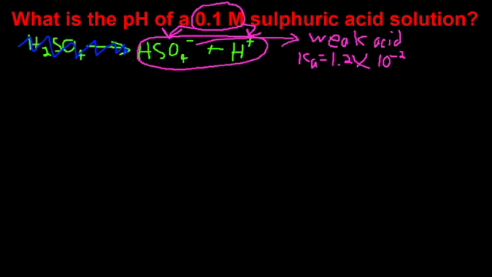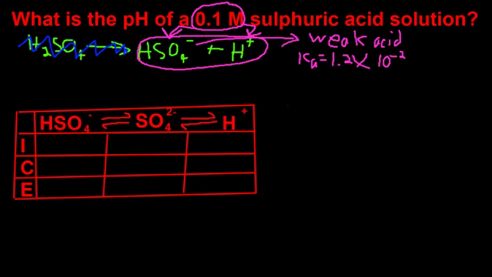Of course, you break out your handy-dandy ICE table. So our HSO4 minus concentration is 0.1. Initially, our SO4 2 minus is 0, and our H plus isn't 0, it's also 0.1. And simply minus x, and plus x, and we get 0.1 minus x, and 0.1 plus x.